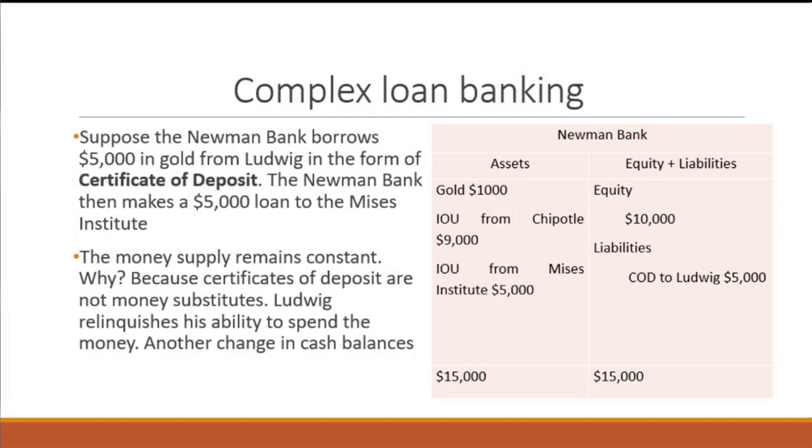So with our example, once again, the money supply remains constant. All that's happened is a change in cash balance. When Ludwig puts money in the certificate of deposit, he is relinquishing his ability to spend that money. So his cash balance goes down. And on the other hand, the Mises Institute's cash balance has gone up. So with the IOU from the Mises Institute, my assets go to $15,000 and my equity plus liabilities go to $15,000. My net worth is still $10,000, but my liabilities go up in the form of now I owe money to Ludwig. Once again, whenever we're adding something to one side, we've always got to add something to the other side. This is how it works. We've got to balance the books, so to speak.